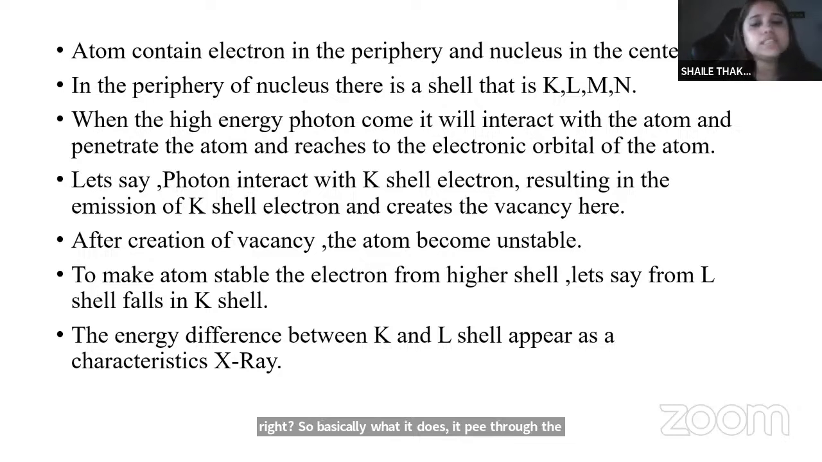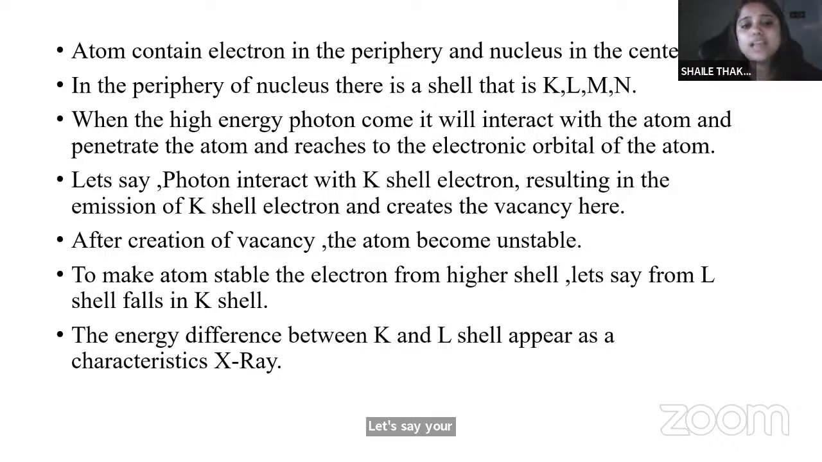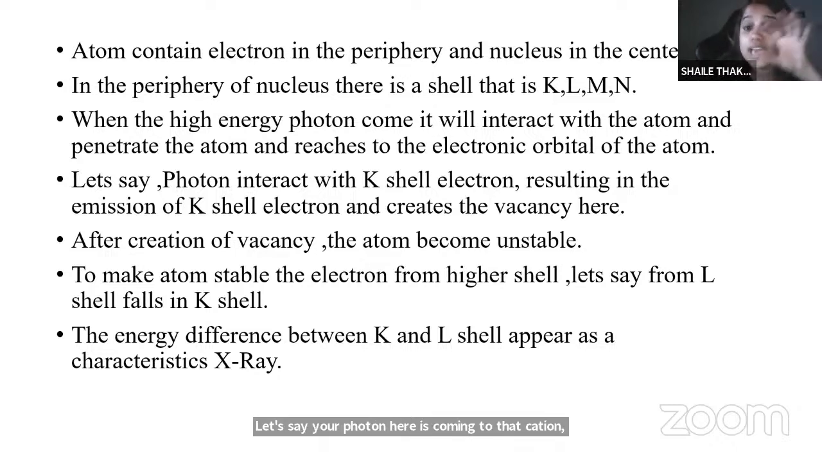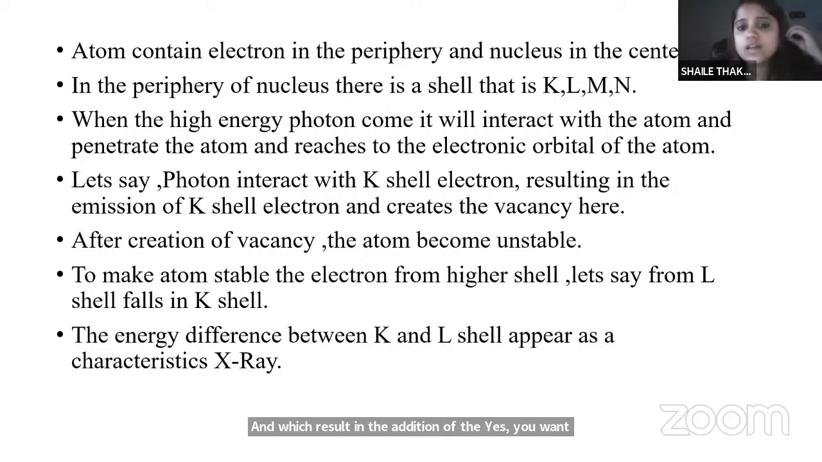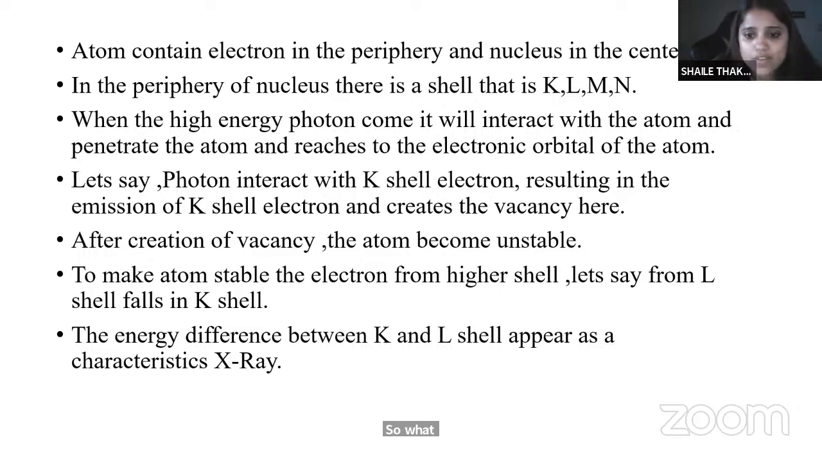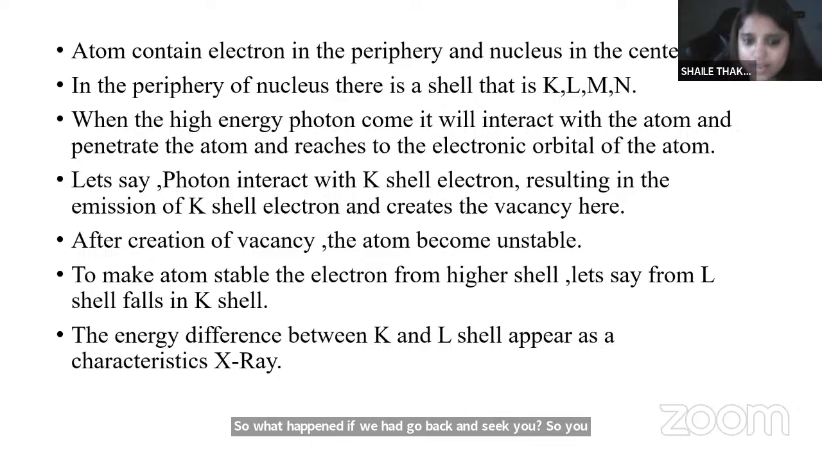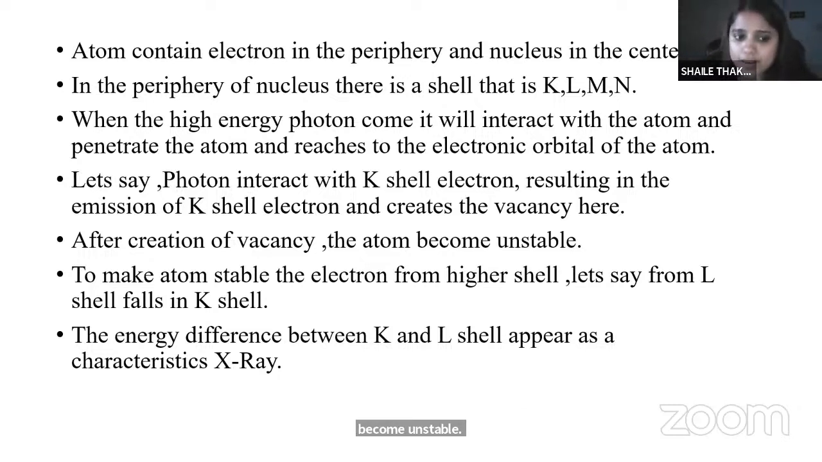Let's say your photon is coming to the K shell, and your photon is interacting with the K shell electron directly, which results in the emission of the K shell electron. It means your K shell electron gets knocked out. So whenever your K shell electron gets knocked out, it creates a vacancy here. You cannot leave the vacant place, otherwise your atom becomes unstable. So after creation of the vacancy, the atom becomes, of course, unstable.